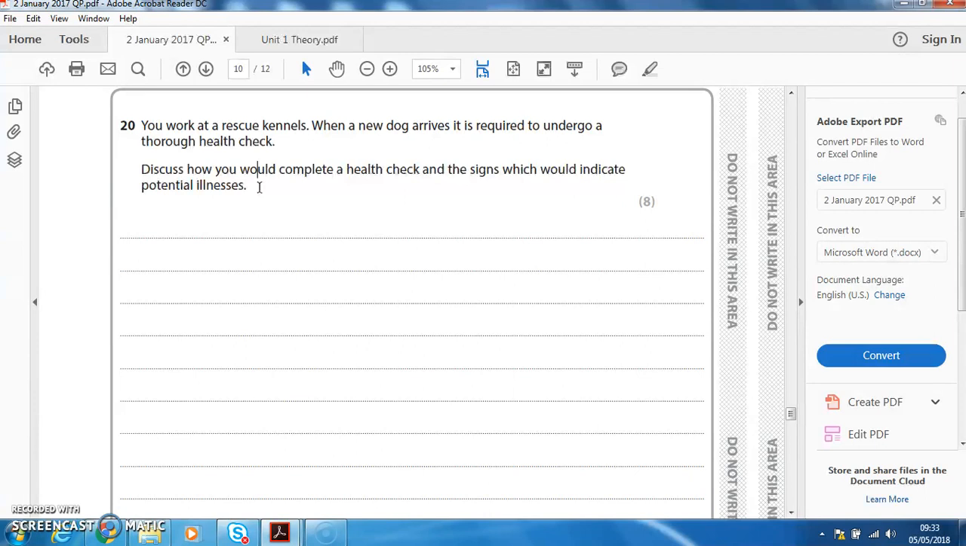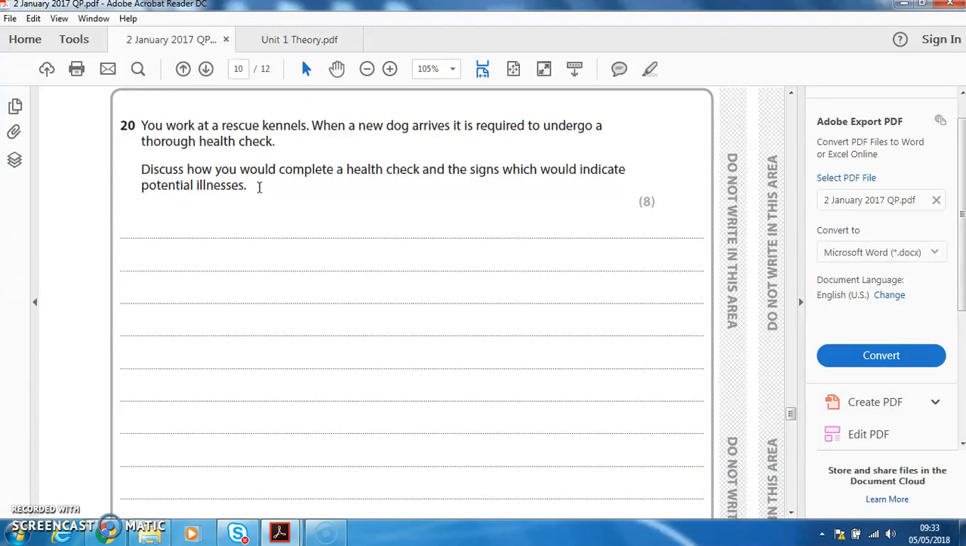Check its fur, fur check. If the fur is matted or maybe the skin looks unhealthy or flaky, that could indicate that it's got an illness such as fleas or ticks or mites.